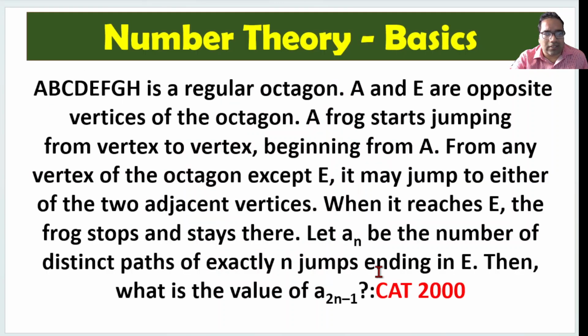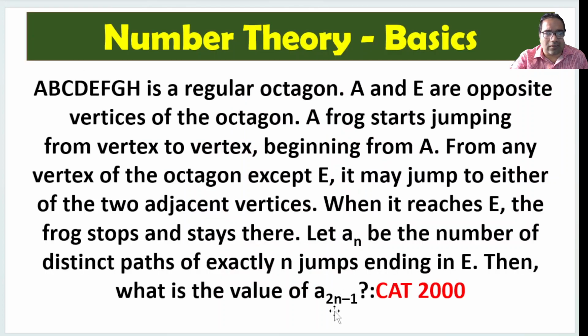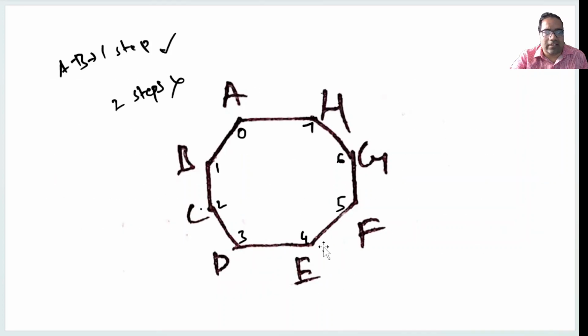Now here, what is the question? The question that is given is A, 2n minus 1. 2n minus 1 is always odd. Right. Whether n is even or odd doesn't matter. 2n is always even, so 2n minus 1 is always odd, right? E is an even number of steps away from A. Whatever you do, there is no way to reach E in an odd number of steps, right? E is how many? 4 steps away from A, which is an even number. E is evenly away from A, right?